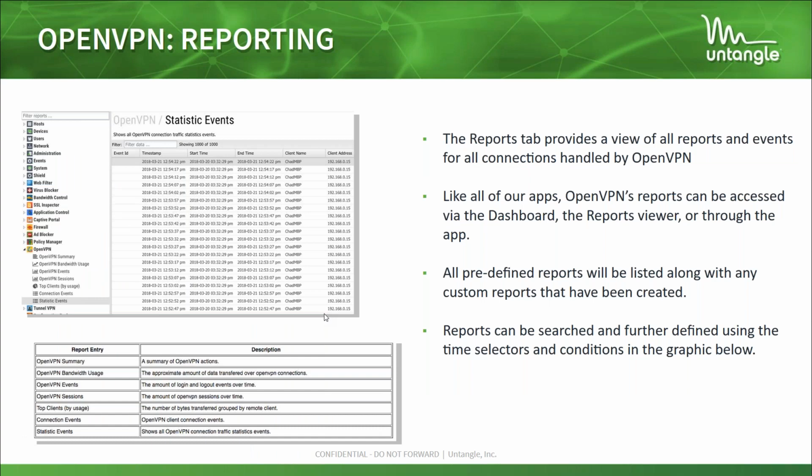OpenVPN reporting is actually fairly extensive as far as a VPN is concerned. There are a number of reports available here by default. It will provide a list of all of the events for connections handled by OpenVPN, so you can see every time that somebody has connected via OpenVPN. You can also see data transfer. That's the statistics events. It will show you all of the information for every single VPN tunnel that is configured on this device.